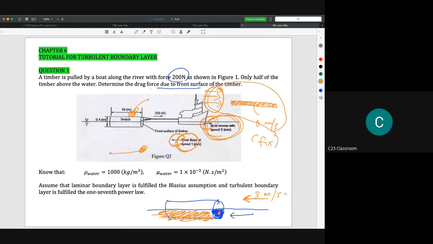And then because we don't know whether it is laminar or turbulent, and we don't know about the velocity profile, it is okay for us to use the Blasius assumption, all the Blasius equations, if the boundary layer is laminar, and we could use the 1/7 power law if the boundary layer is turbulent.